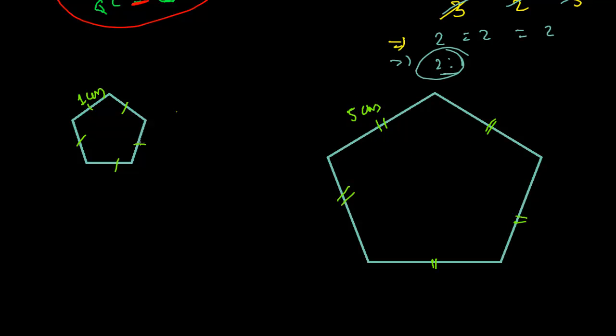Since these are regular pentagons, each angle in a pentagon is 108 degrees. So this angle will also be 108 degrees. Here also, since they are regular, each and every angle is 108 degrees. All angles are 108 degrees. It means the first condition is satisfied: all the corresponding angles are equal, right?